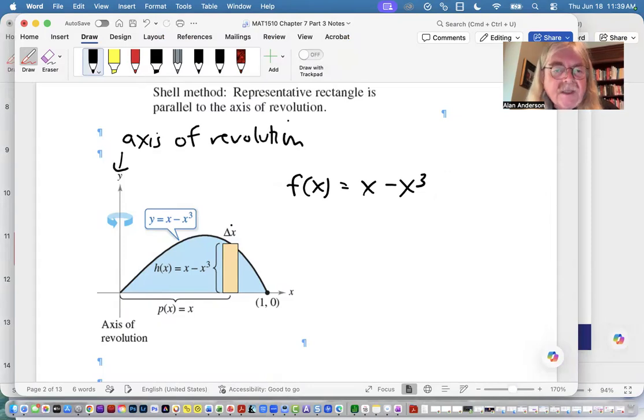Because it's the shell method, the representative rectangle is in fact parallel to the axis of revolution. That's what we need. So now everything is in terms of x's when we do the integral. Delta x is the width. P of x is simply the distance from here to here. We're going to call that x. And then the height is just the function, whatever the function is, because it's all with respect to the horizontal axis. If there's a gap in there somewhere, we'd have to do something different, but there isn't.